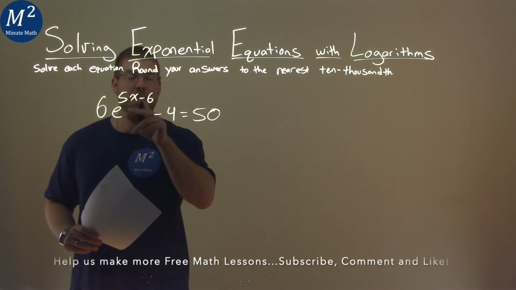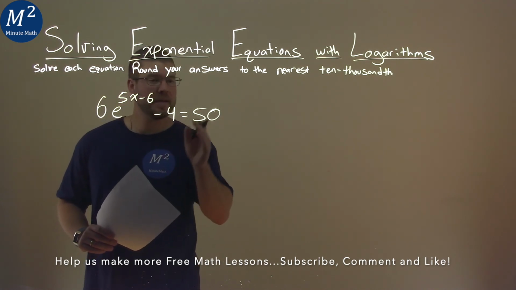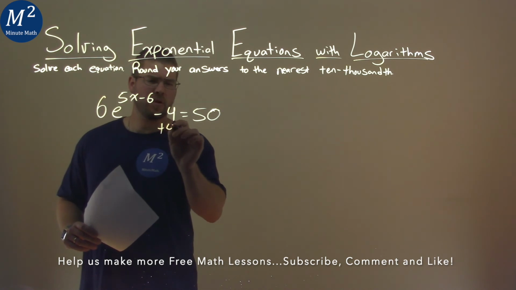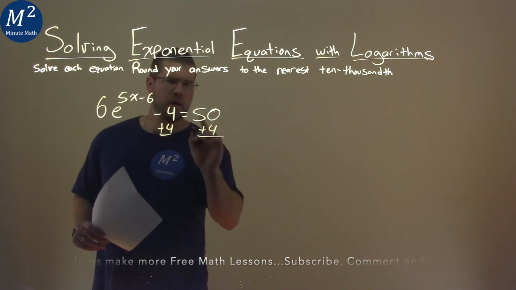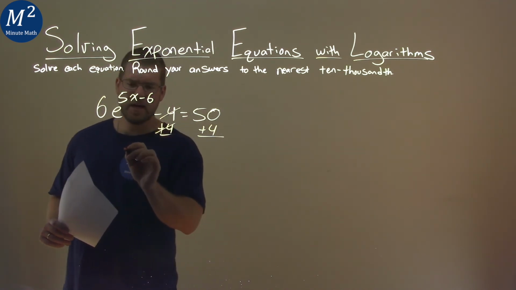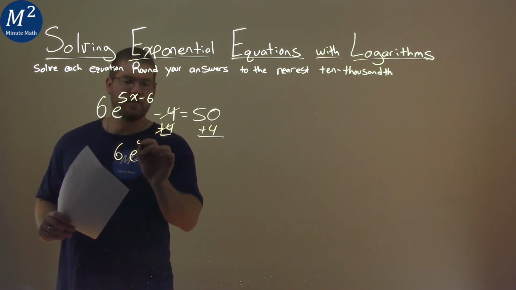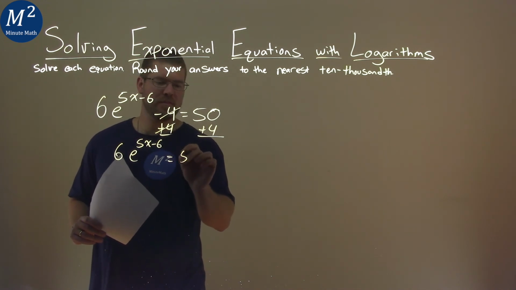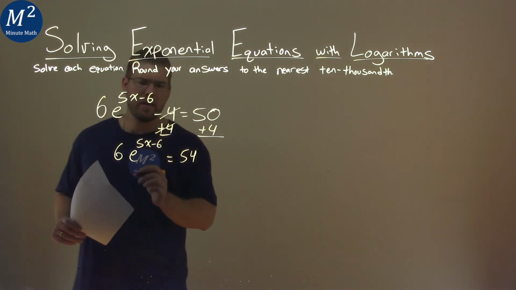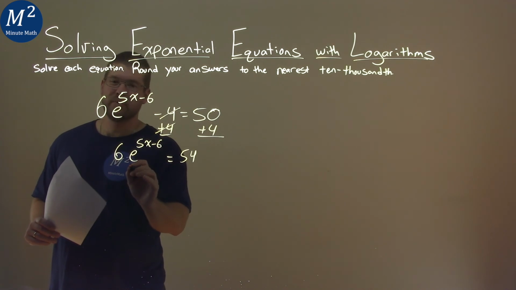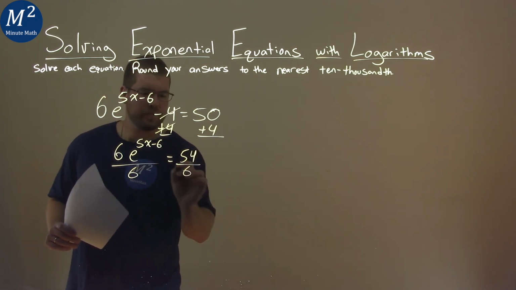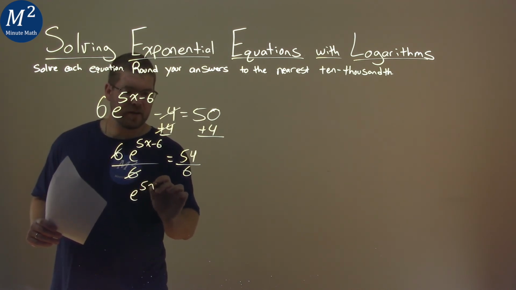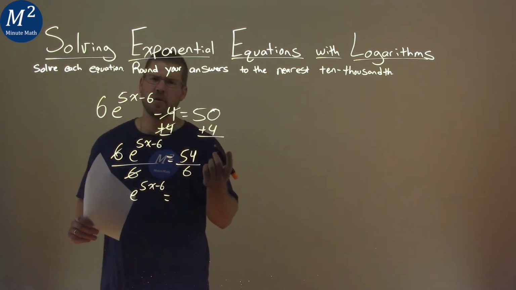I'm given this problem right here. 6 times e to the 5x minus 6 power minus 4 is equal to 50, and we have to solve this. First thing is, I'm going to add a 4 to both sides. With that, the 4's cancel on the left here, and I have a 6e to the 5x minus 6 power, and it's equal to 50 plus 4, which is 54. I then am going to divide both sides by, well, 6 here. 6's cancel right there, and I'm left with e to the 5x minus 6 power, and 54 divided by 6 is 9.